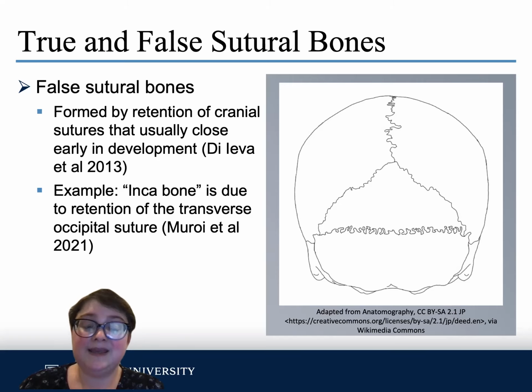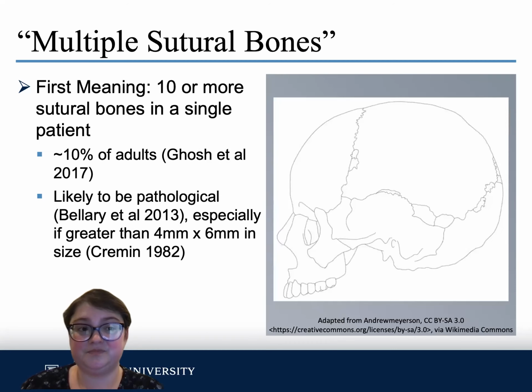The most frequently incorrectly classified false sutural bone of this type is the so-called Inca bone, sometimes also called an interparietal bone. This large triangular bone constitutes the superior squamous portion of the occipital bone and is in fact the result of a retained transverse occipital suture rather than an additional ossification center.